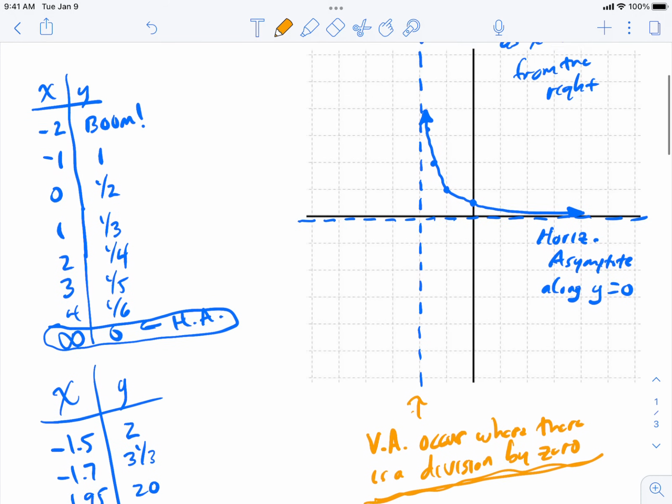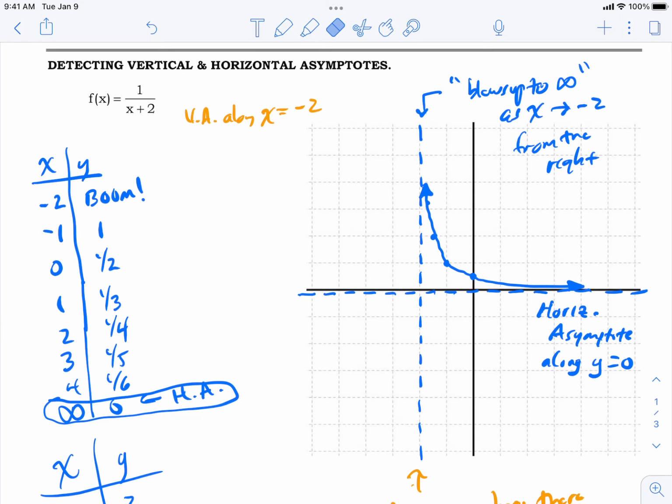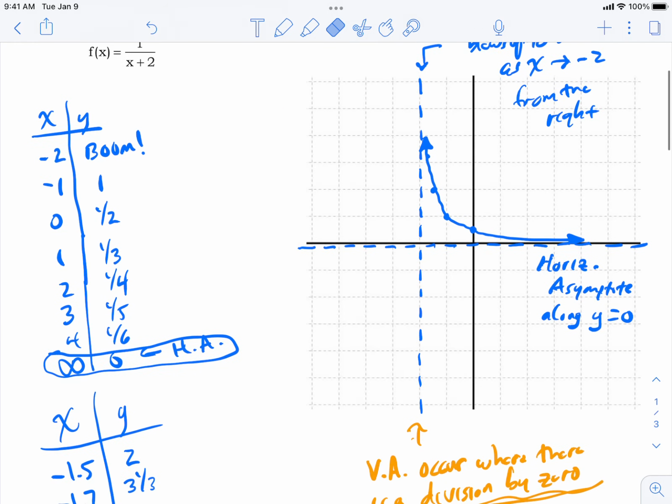So when you're playing with rational functions, you can right away say, hey, there's got to be a vertical asymptote along x equals -2, because I'll have a division by 0. Now that's not a completely accurate statement, but you'll see that come up in the example later. But it's a good rule of thumb.